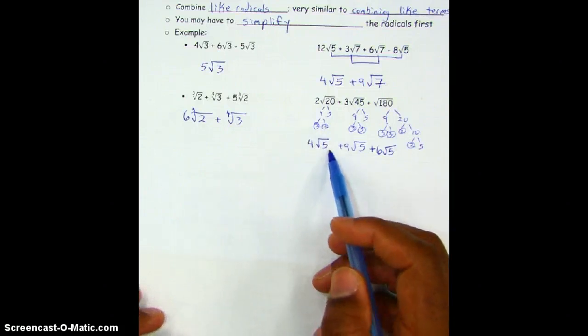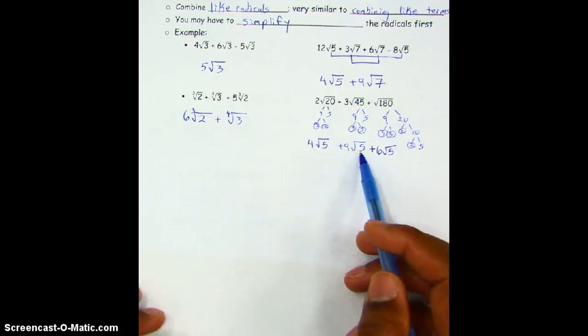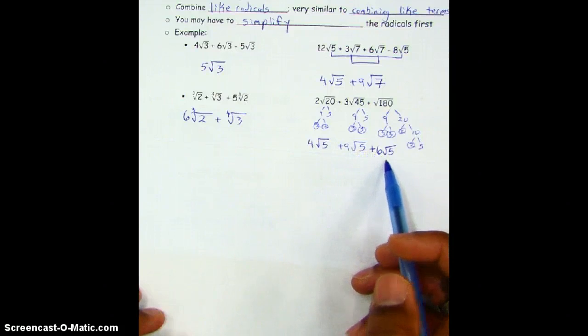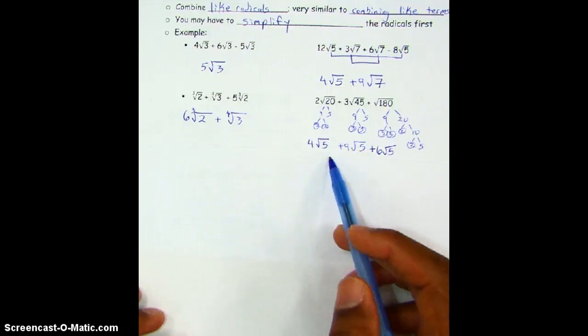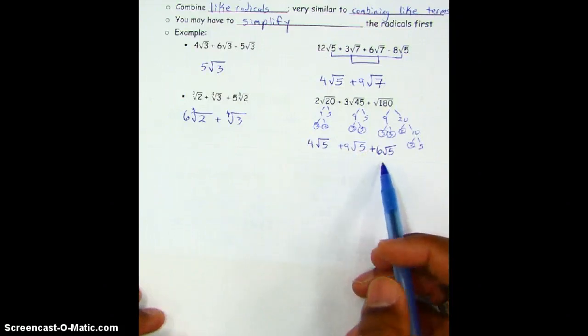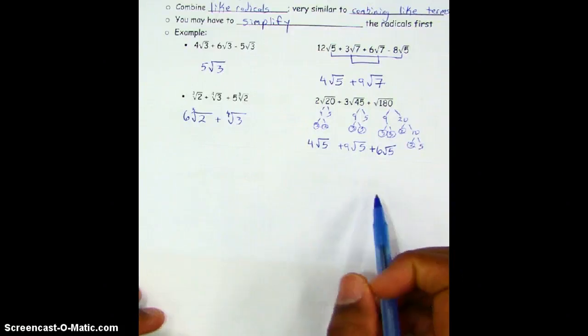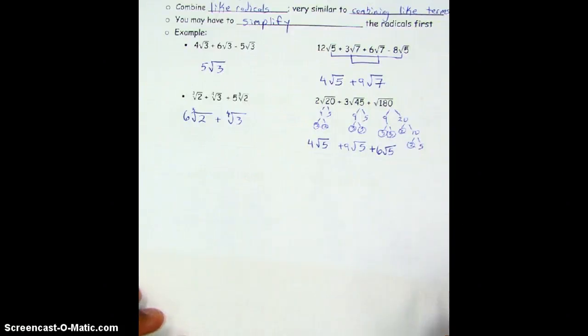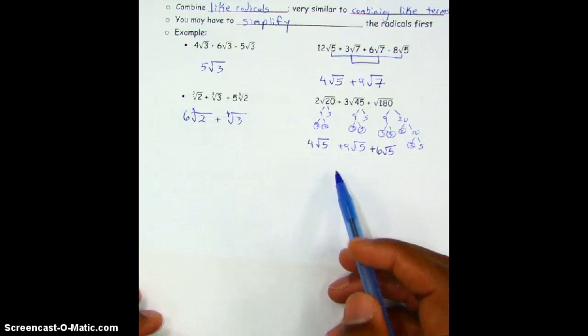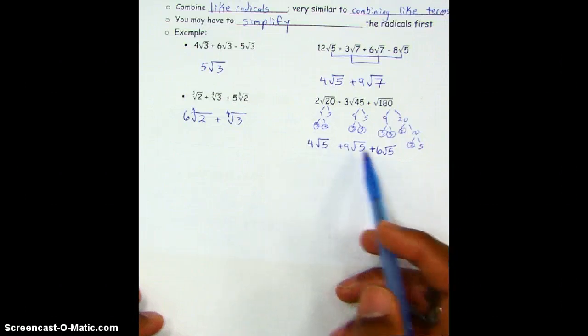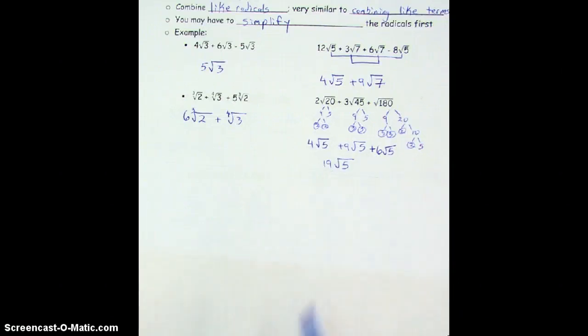So we have 4 square roots of 5 plus 9 square roots of 5 plus 6 square roots of 5. All I did here was do the factor tree, what we did in class previously. And then we're going to combine our like terms. 4 plus 9 plus 6, and we get 19. So our answer is 19 square roots of 5.